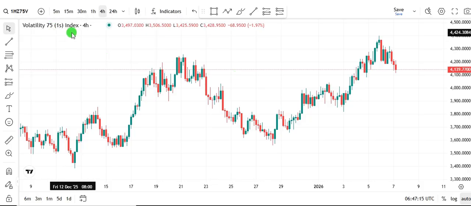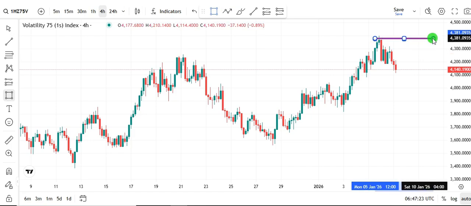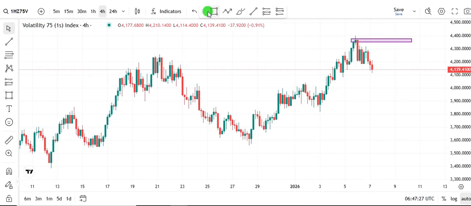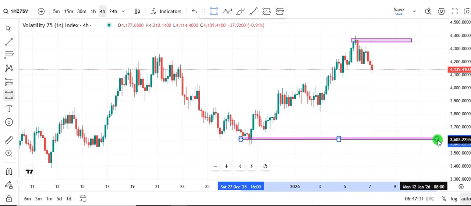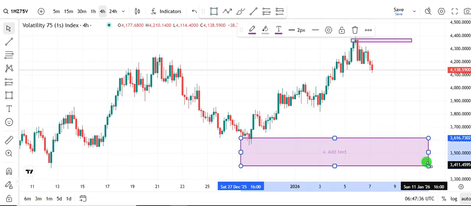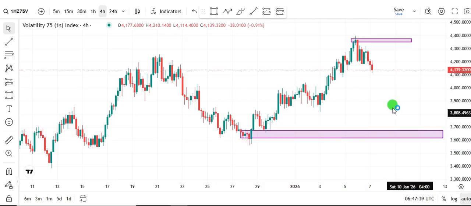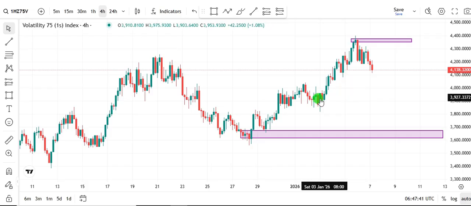That's it. Let's start with Volatility 1 second. As usual, I'll be marking the recent high just created by the market, which is around this level, which happens to be our recent high. Then focusing on the overall low that led to this whole movement, it is going to be around this zone. So here is the overall low that led to this whole movement. You can see right here.